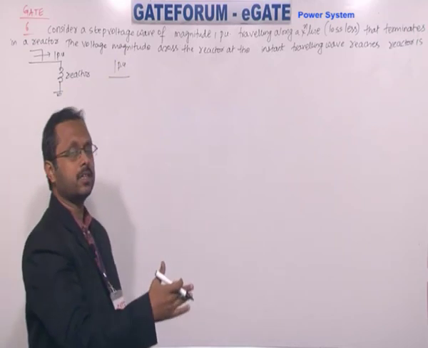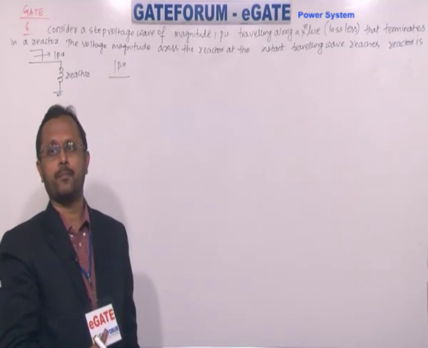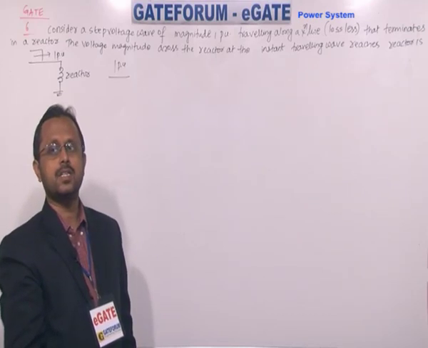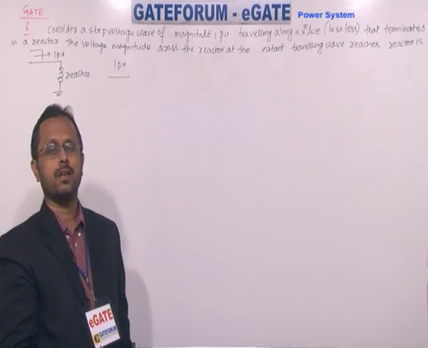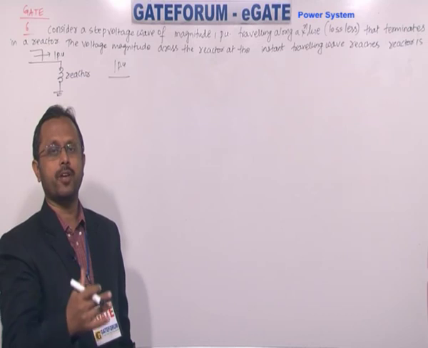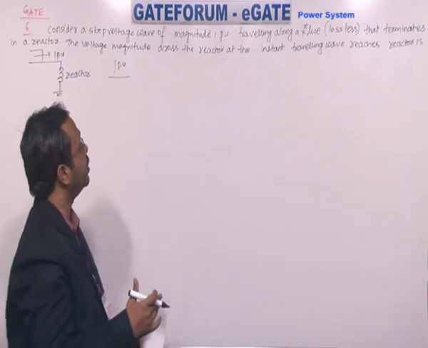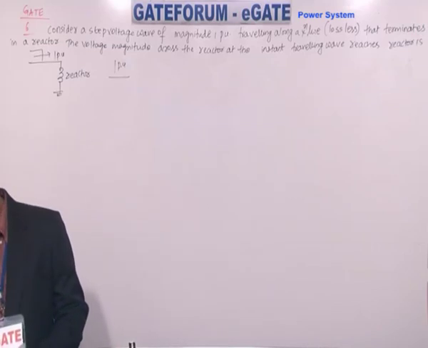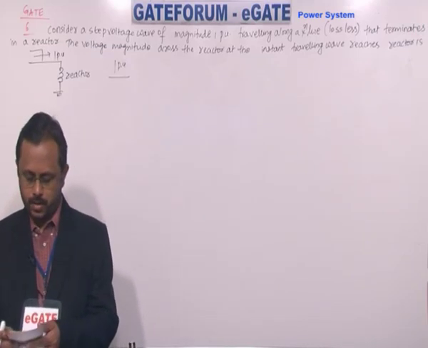So we are dealing with a lossless transmission line. Reflections do not occur in a lossless transmission line. So transmitted wave is equal to incident wave, that is 1 per unit. You get the answer as 1 per unit.